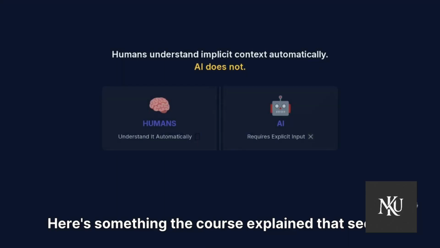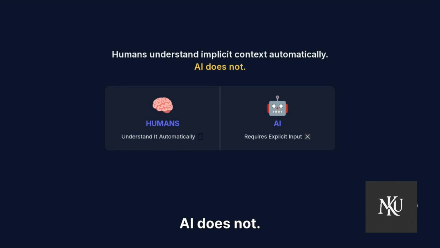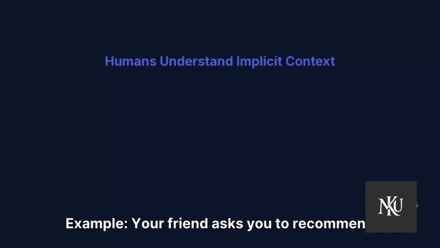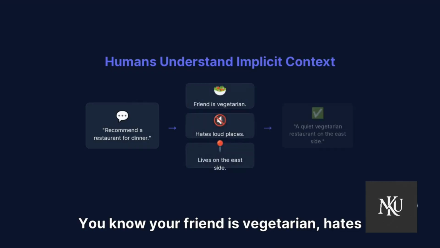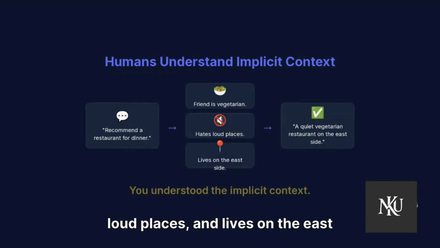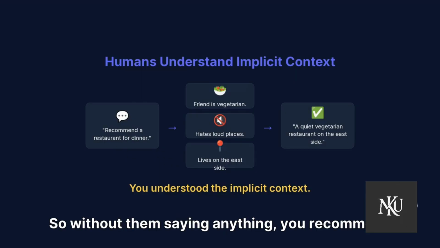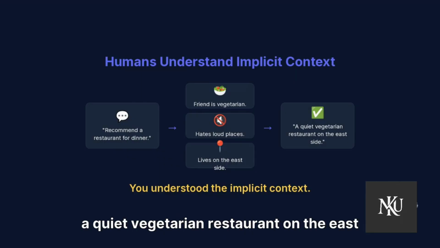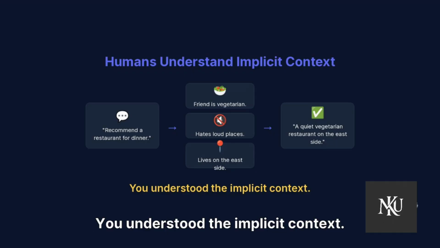Here's something the course explained that seems obvious but isn't. Humans understand implicit context automatically. AI does not. Example, your friend asks you to recommend a restaurant for dinner. You know your friend is vegetarian, hates loud places, and lives on the east side of the city. So without them saying anything, you recommend a quiet vegetarian restaurant on the east side. You understood the implicit context.